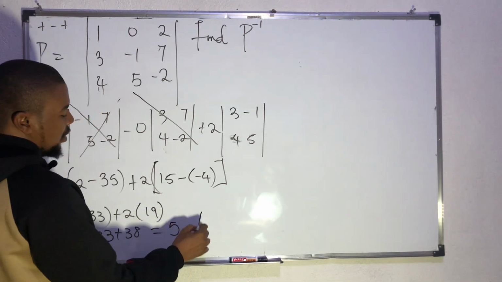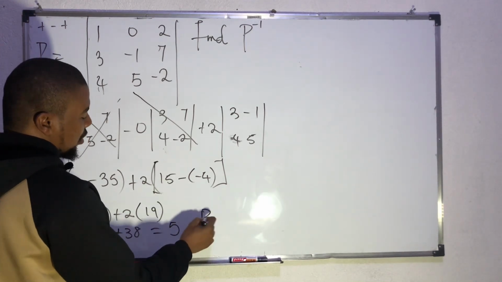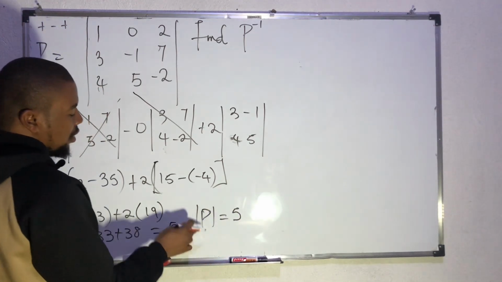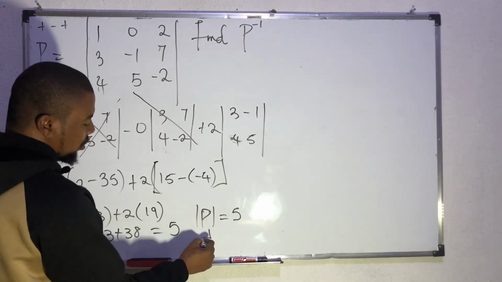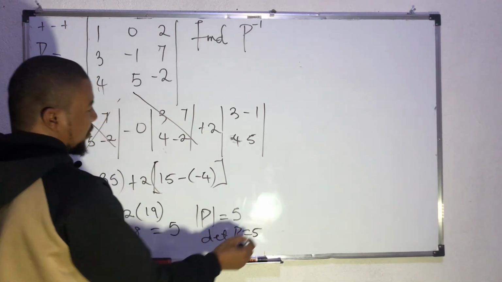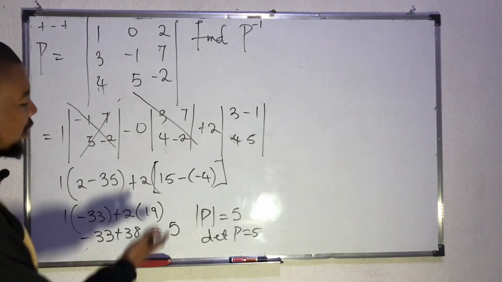Therefore, the determinant of matrix P is equal to 5. It can be written this way, or determinant of P is equal to 5. We have just concluded the first step where we found the determinant.